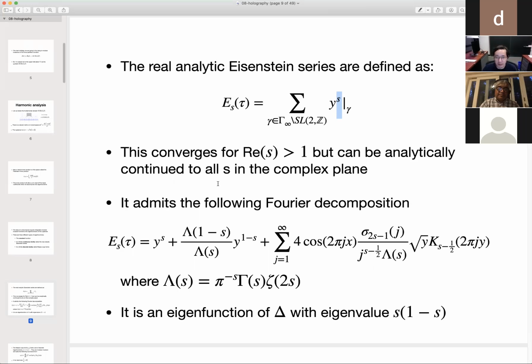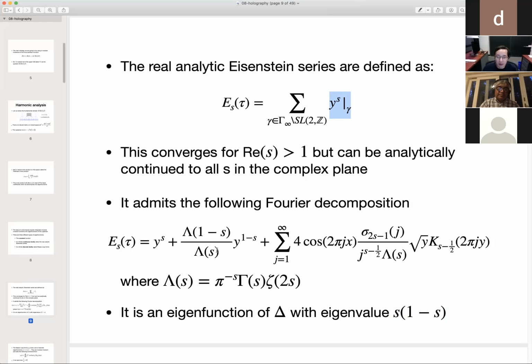A simple calculation tells you what this function is, and it admits some Fourier decomposition like this. The actual form won't be important for this talk, but I just want to point out that each of these terms, so there's some Bessel function and square root of y, but each of these terms individually, you can show are eigenfunctions of the Laplacian. So if you take dx squared plus dy squared divided by y squared, each of these terms individually will reproduce itself up to a factor of s times 1 minus s. So this whole function is an eigenfunction with eigenvalue s times 1 minus s. And each individual term would also be an eigenfunction, but the magic of this particular linear combination of these terms is that this is also modular invariant, which we knew from the definition of the function.